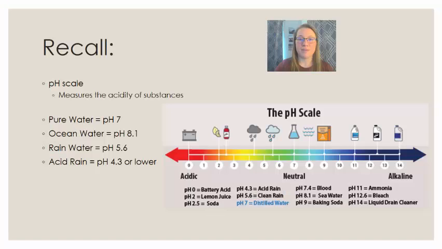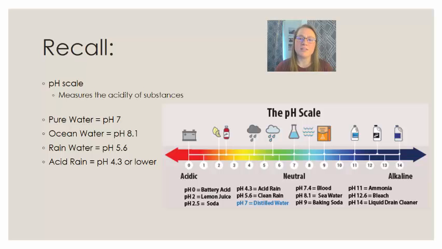the environment. As a brief refresher, remember that the pH scale measures the acidity of a substance, and that's really measuring the amount of free hydrogen ions that are available. Pure water has a pH of 7. Ocean water is slightly on the base side with a pH of 8.1. Rainwater is slightly on the acid side with a pH of 5.6. But what we are really concerned about is when a substance becomes a pH of 4.3 or lower. This is making it a very strong acid that can cause a lot of impacts on humans and the environment.